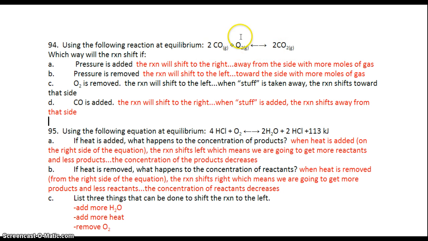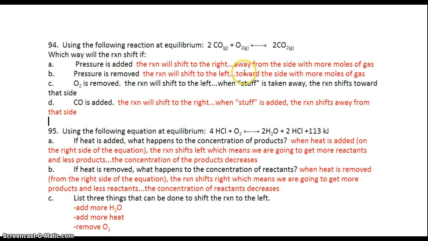So since we have a total of 3 moles of carbon monoxide and oxygen gas on the left and only 2 moles of gas on the right, if we add some pressure, it's going to want to shift to the side that has less moles of gas, and that means it's going to shift to the right.